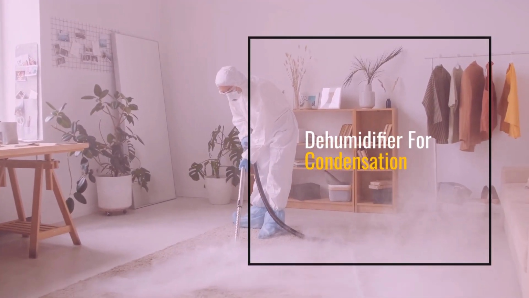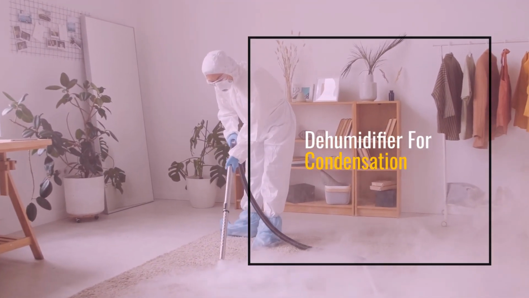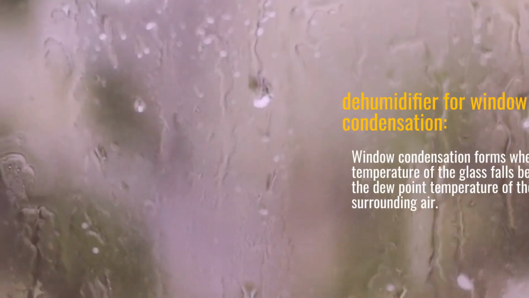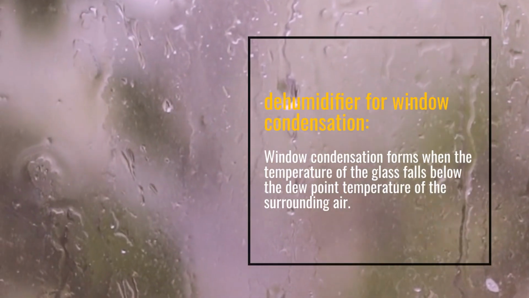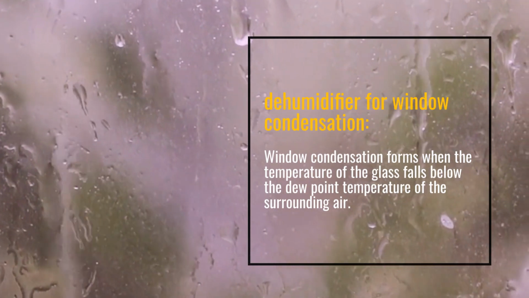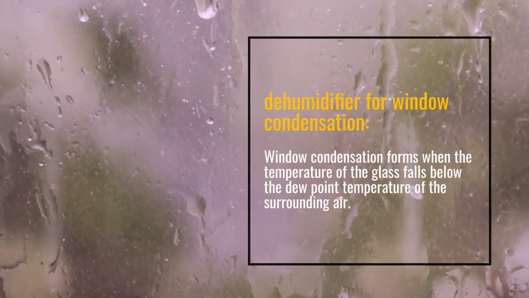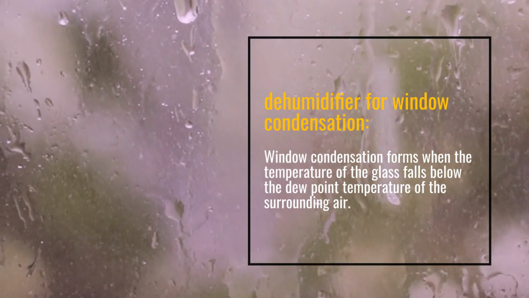Dehumidifier for condensation. Dehumidifier for window condensation. Window condensation forms when the temperature of the glass falls below the dew point temperature of the surrounding air.